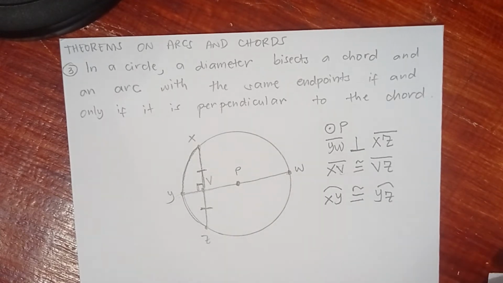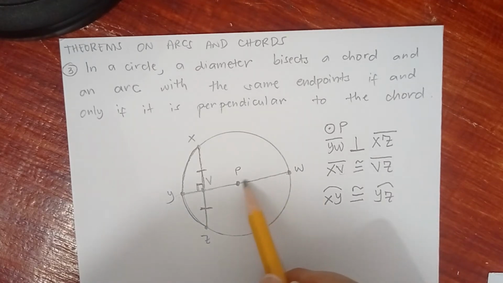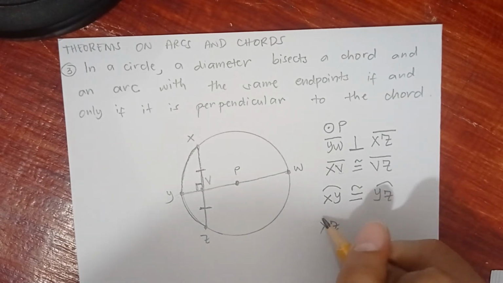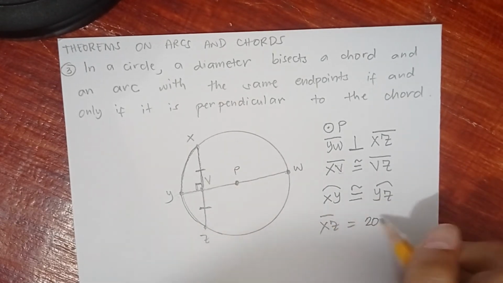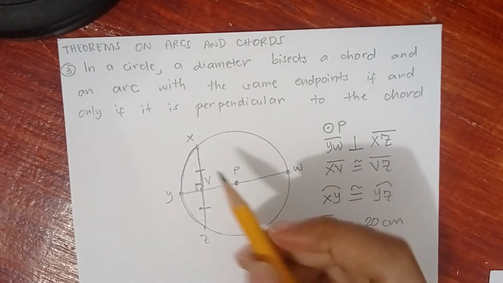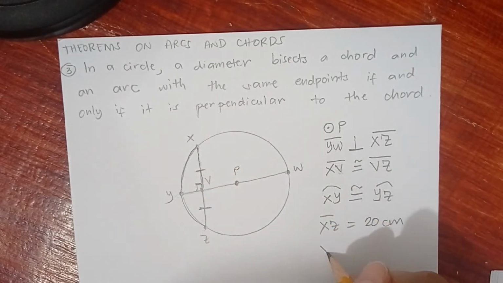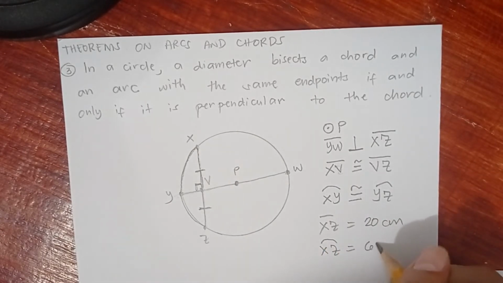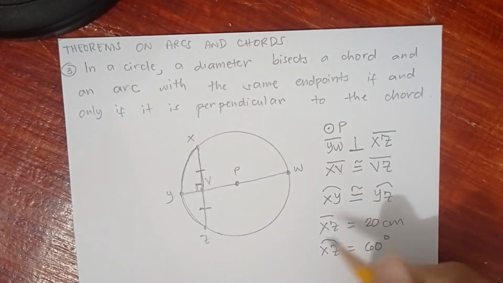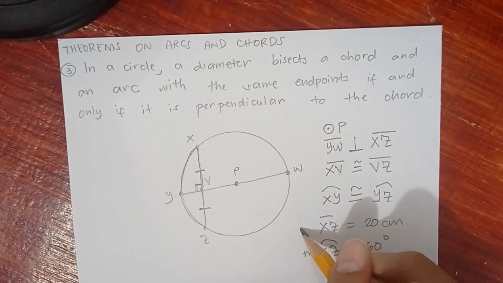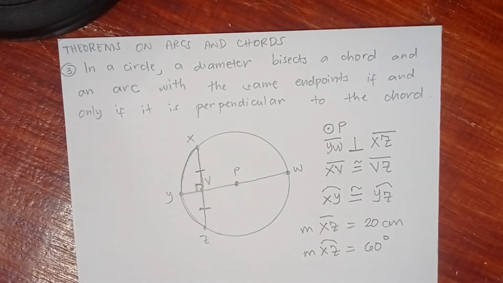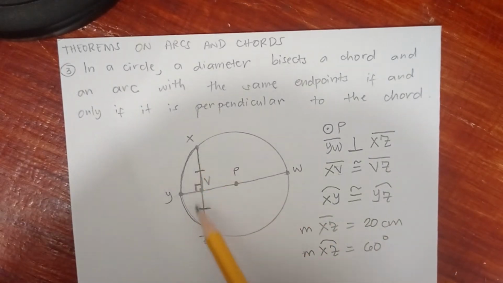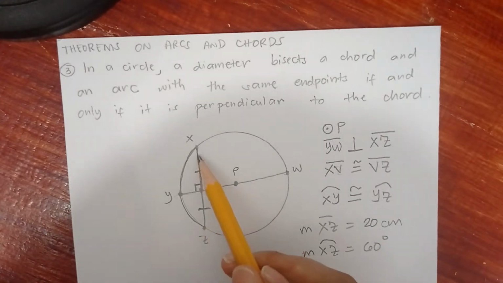For example, if the diameter bisects line segment XZ, if XZ is equal to 20 centimeters, for example, at yung arc XZ is, for example, 60 degrees. Find the measure of arc XZ and the measure of line segment XZ. Yan. So, kung 20 centimeters to, from point X to point Z, yung chord na yan.